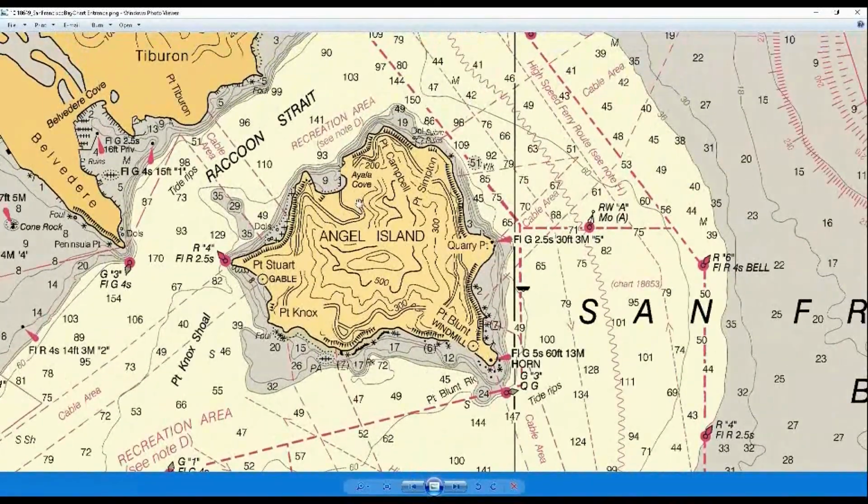Angel Island, and our destination is going to be Ayala Cove, and we can see here that the average low tide is 9 feet. Okay, there is a little 6 foot area over here that you have to be careful of, but for the most part, the cove is 9 feet. So I know that my departure port is going to be 7 feet. My first destination port is going to have an average low tide of 9 feet.